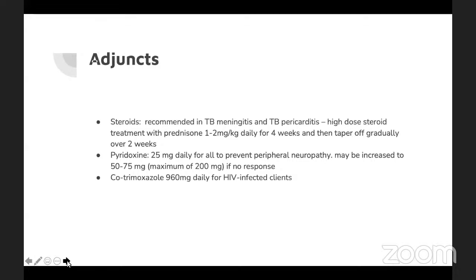Steroids are also recommended for TB meningitis and TB pericarditis. High-dose steroid treatment with prednisone, 1 to 2 milligrams per kg daily for 4 weeks, can be used, and then that's tapered down over 2 weeks. Cotrimoxazole is also used for HIV-infected patients.